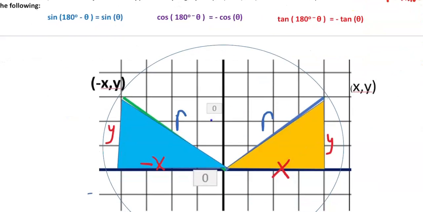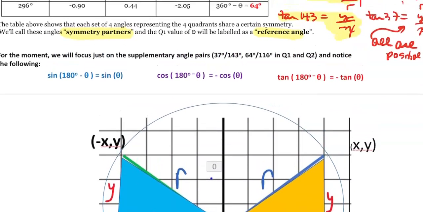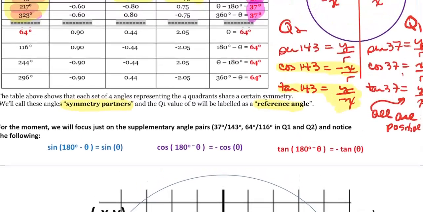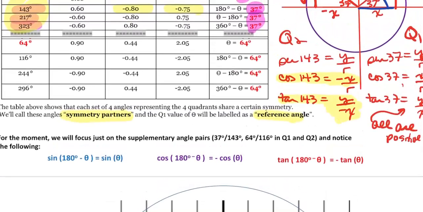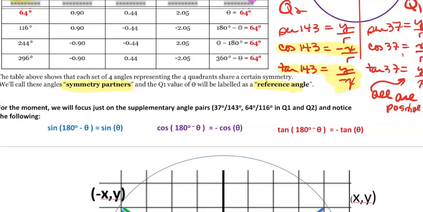Only focusing on these two quadrants, what I'm seeing is that to get those partners, I am going to say 180 minus theta. That gives me the 143. And just really concentrate on understanding these two. Okay, so I got the reference angle of 37. If I subtract that from 180, I will get my actual angle of 143. So what do I know? I know that the sine of 180 minus the reference angle, so in our situation the reference angle was 37 degrees, is the same as the sine of the reference angle.